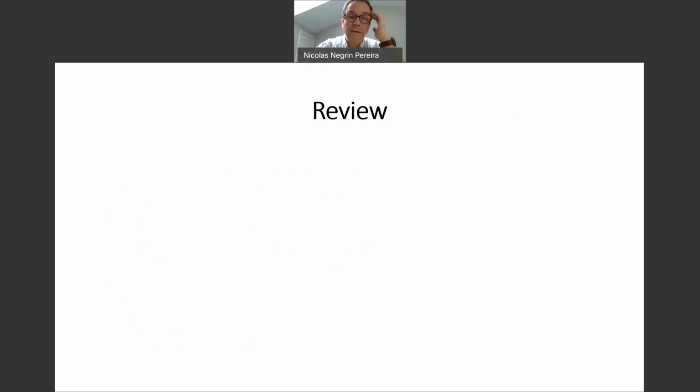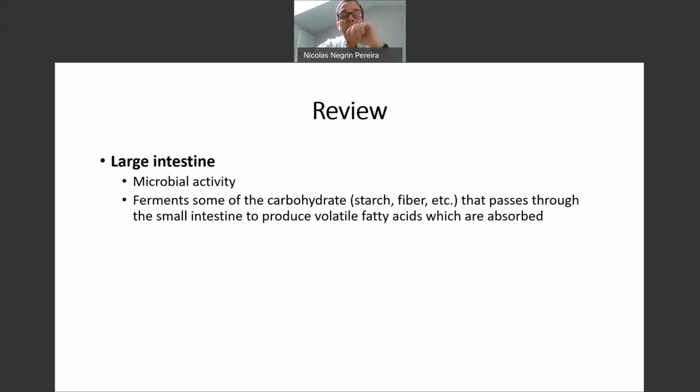In the case of the large intestine, we have a completely different scenario, with a lot of microbial activity in a symbiotic way. We have the fermentation process of some carbohydrates like starch and fiber. Remember, the microbes were able to break down the beta 1,4 linkage that passes through the small intestine, producing volatile fatty acids, which are going to be absorbed. Remember, glucose homeostasis in the ruminant is not the same as in monogastrics. Glucose is mainly formed by gluconeogenesis from the volatile fatty acids in the case of a ruminant.